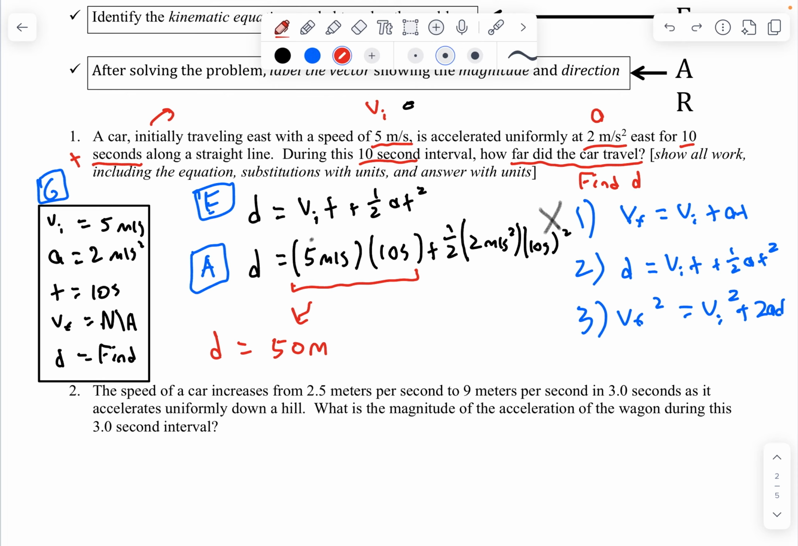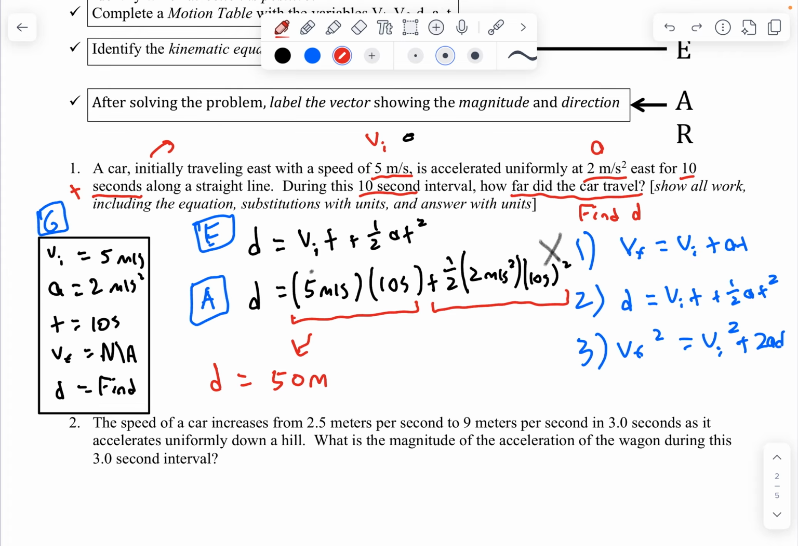Plus, all right, so now let's do this side. Well, what is 1/2 times 2? We're doing this part here. 1/2 times 2 is just 1. And since this doesn't have a unit, these units stay the same.